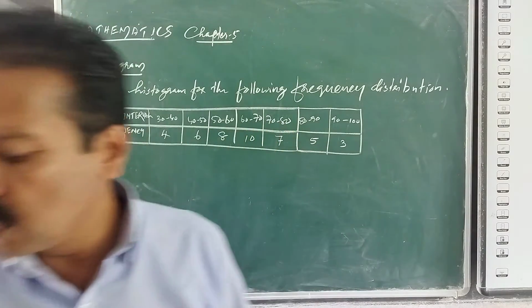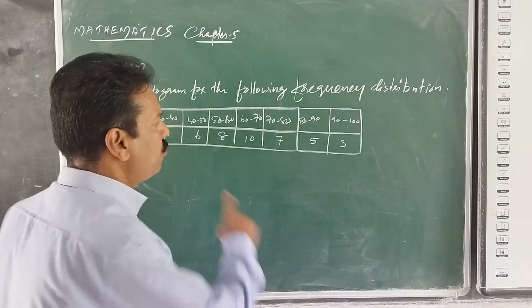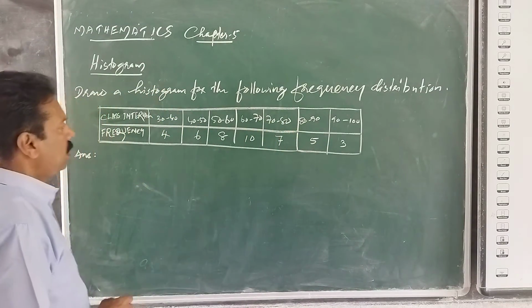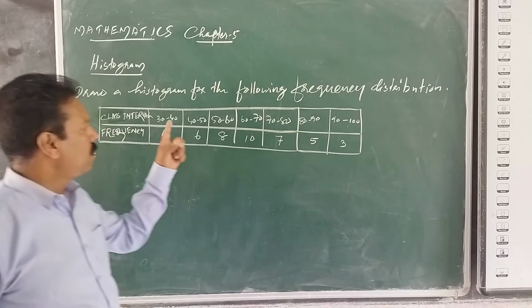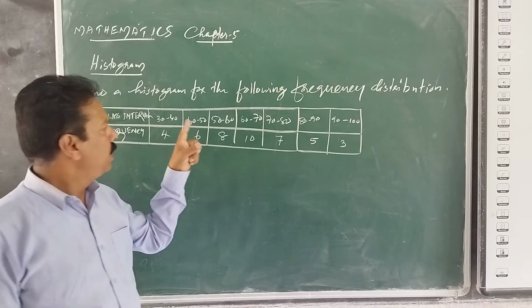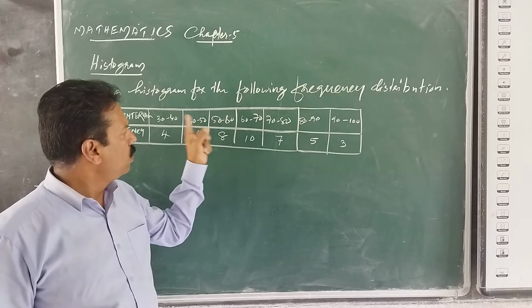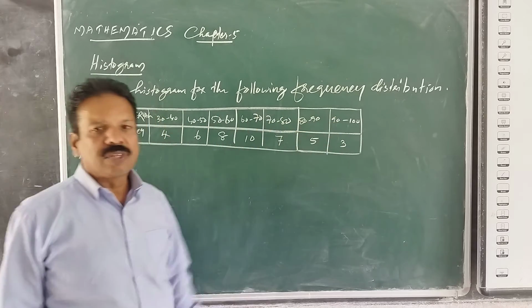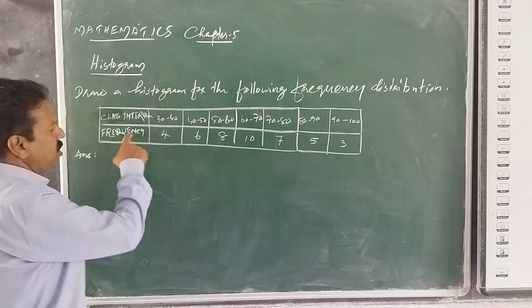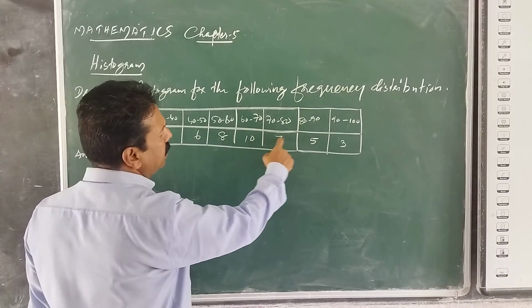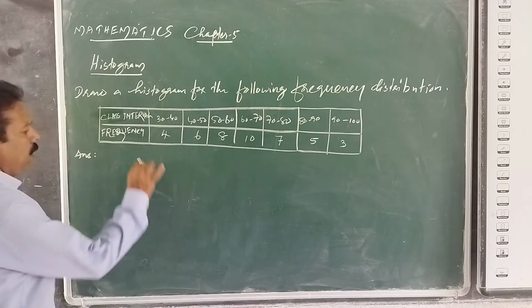And it is different from a bar graph. The class intervals are 30 to 40, not from 0 to 10, then 40 to 50, and so on: 1, 2, 3, 4, 5, 6, 7 classes. Frequencies are given: 4, 6, 8, 10, 7, 5, 3. Now we have to draw.